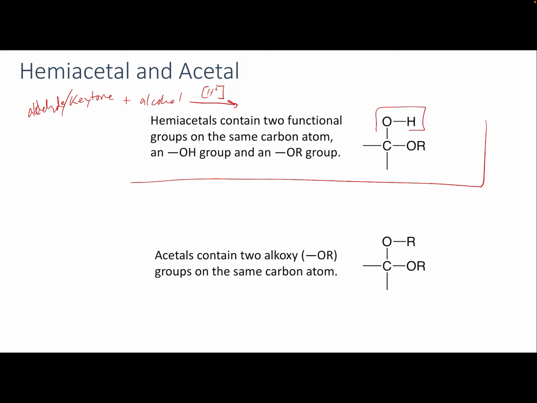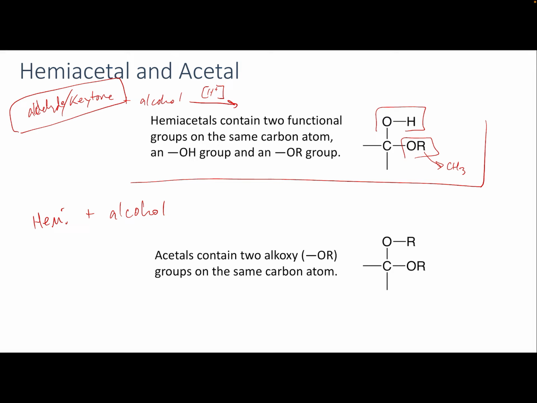A hemiacetal contains two functional groups on the same carbon. The carbon has a hydroxyl or an OH group, but it also has an OR group, where that R could be anything. It could be an H, it could be a CH3, it could be a long chain of carbons, it could be a benzene. R just means something. Now, hemiacetals are usually unstable, and they'll react again with another alcohol. So our aldehyde and ketones reacted with an alcohol to give us a hemiacetal, and now our hemiacetal will react with another alcohol to produce an acetal.